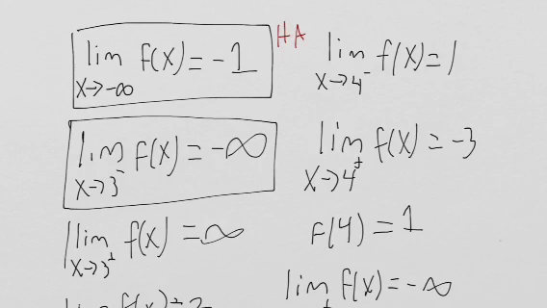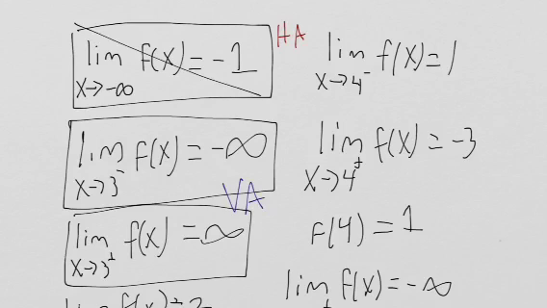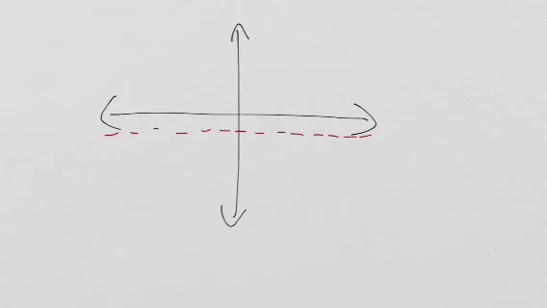Okay, and then moving down, the limit as x approaches 3 from the left is negative infinity, but 3 from the right is positive infinity. So we've checked this one off, we're good. That tells us we have a vertical asymptote at 3. So when we go back to our graph at x equals 3, we're going to put a vertical asymptote. We'll just say that's about x equals 3.